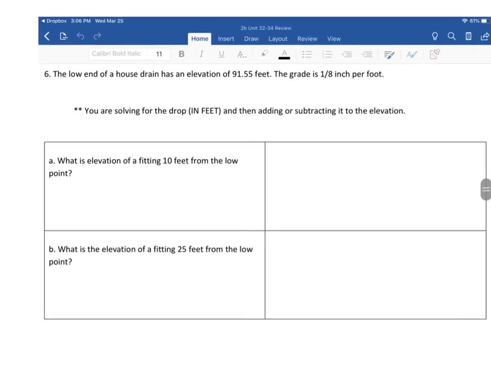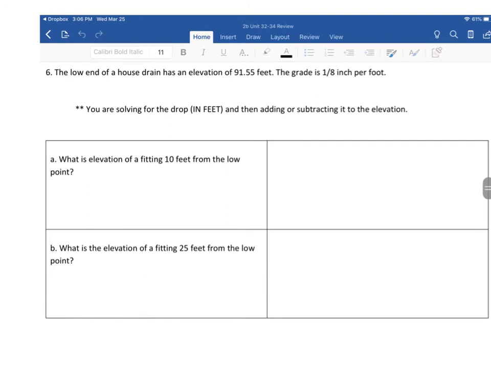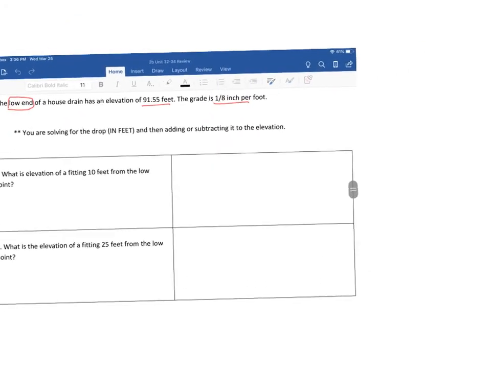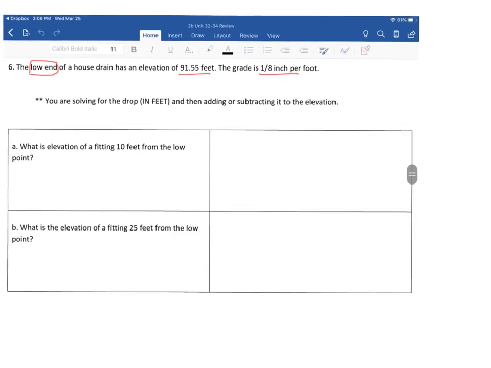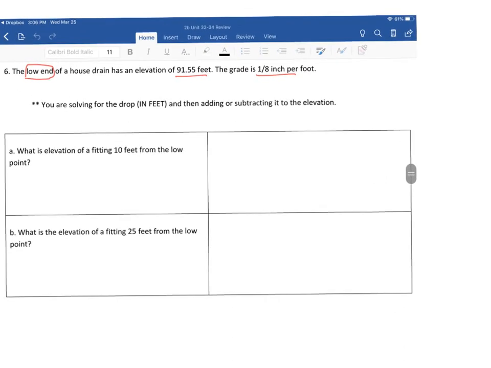These ones seem to be a little bit harder for everybody, so I'm going to go over a picture really fast with you. It tells us that the low end of a house drain has an elevation of 91.55. The grade is 1/8 inch per foot. So off to the side, I'm going to hurry and draw us a little picture here. We have our low end, which is at 91.55, and if that's the low end, we know we're going up, and it is graded at 1/8 inch per foot.